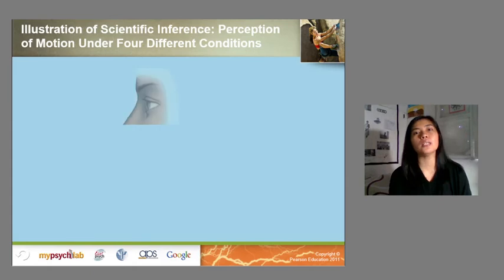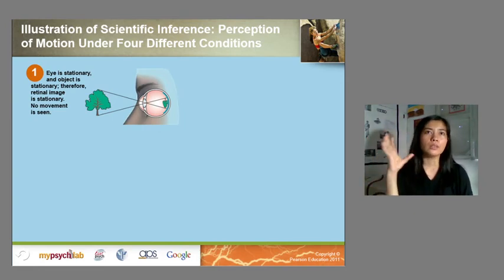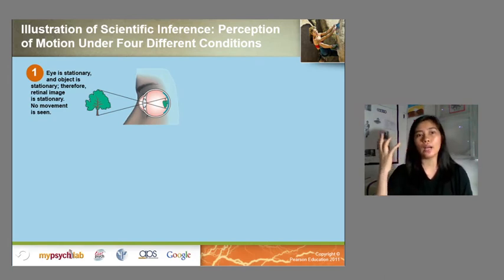So here's an example of scientific inference: perception of motion under 4 different conditions. Number 1, the eye is stationary and the object is stationary. Therefore, the retinal image is stationary. So no movement is seen. Let's just look at a tree outside, from a distance. There is no movement between the object and our eyes. So no movement is seen.